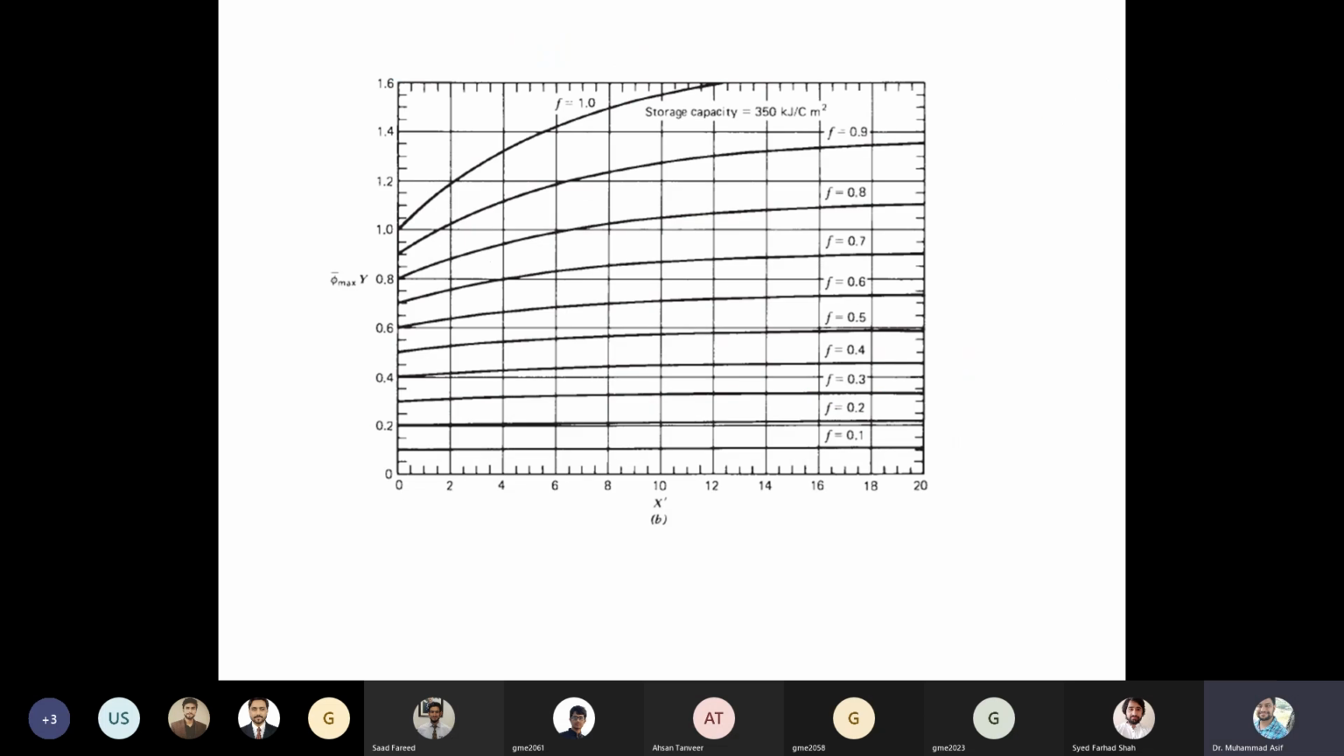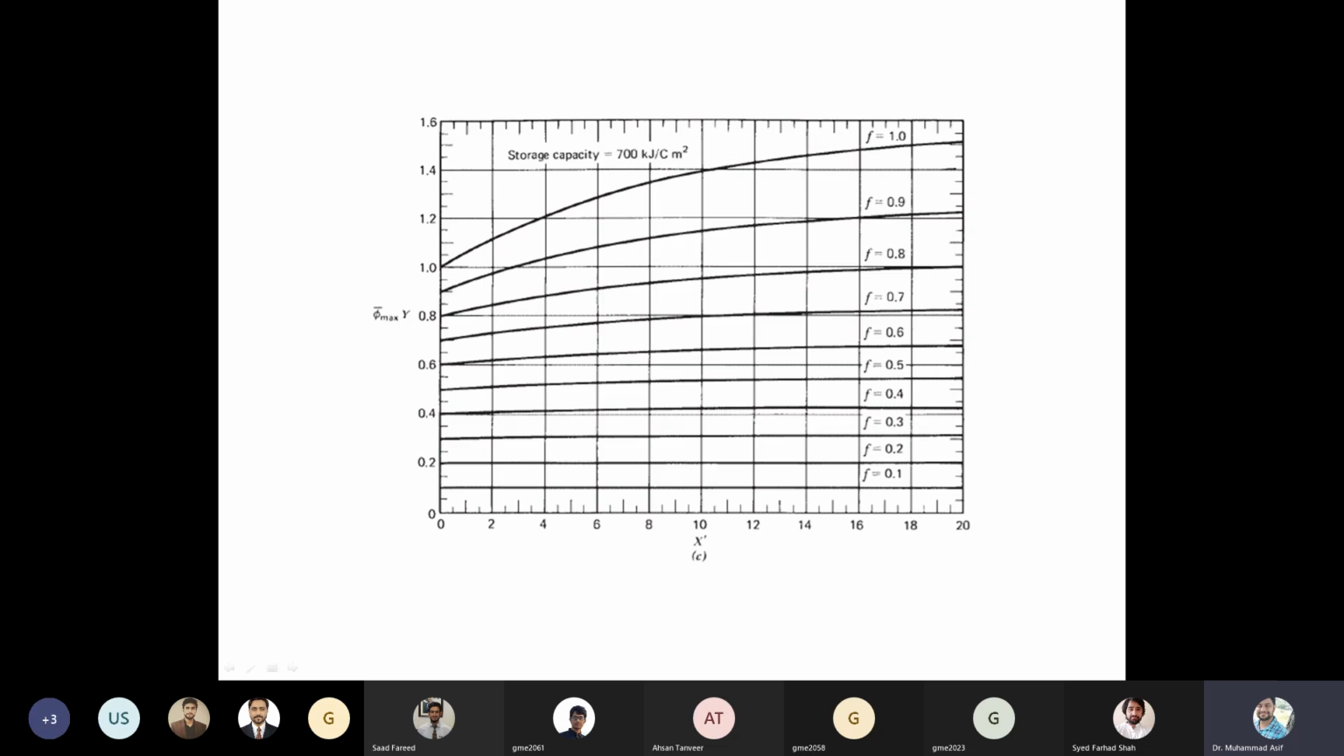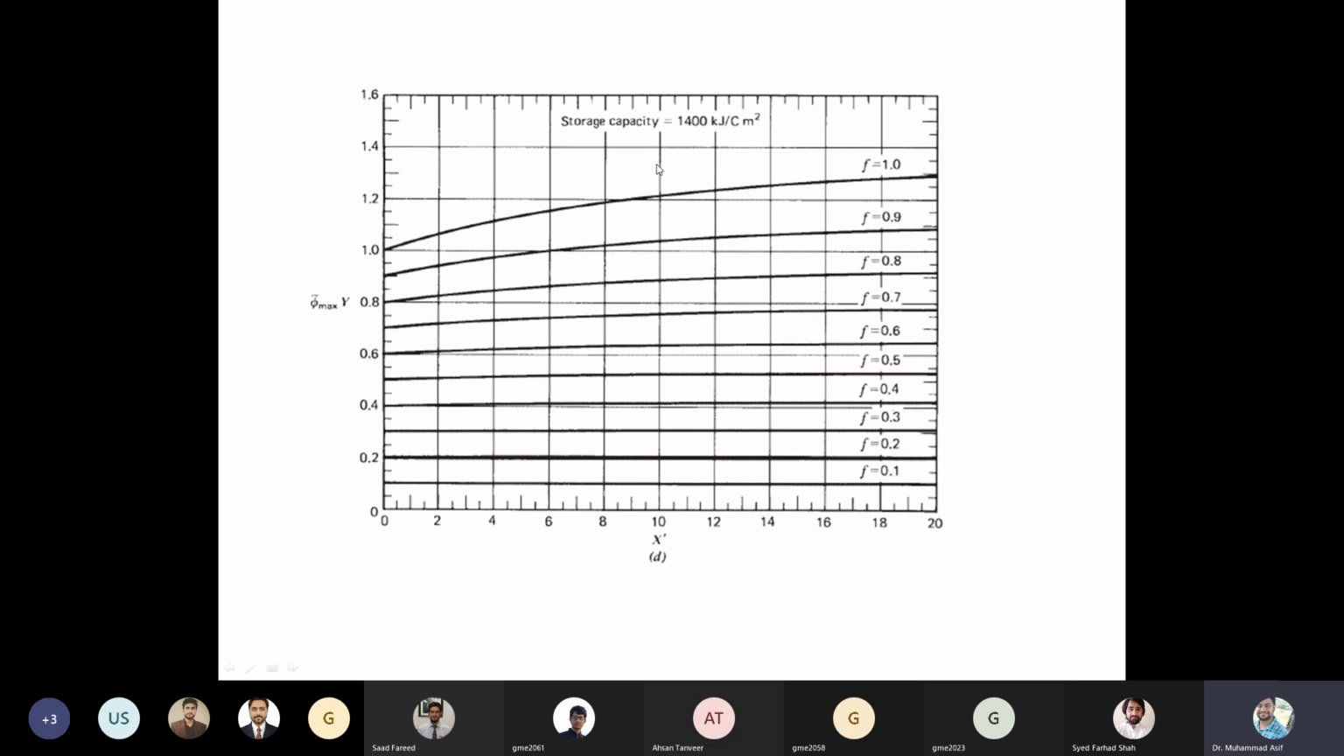Similarly, if the storage capacity is different, let's say this graph is for a storage capacity of 350 kilojoule per degree C per meter square of the collector area, and the next one is for large storage capacity, 700 kilojoule, and similarly the next one is 1400 kilojoule. So that means you have 4 different storage capacities, and you can calculate the value of the solar load fraction. So is it clear to everyone up till now?